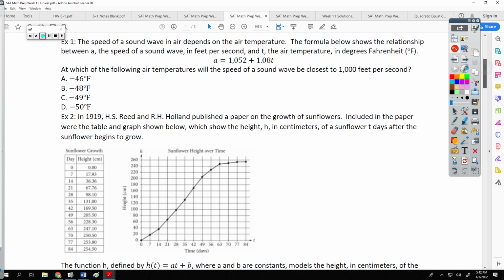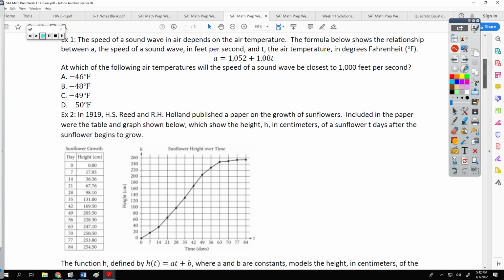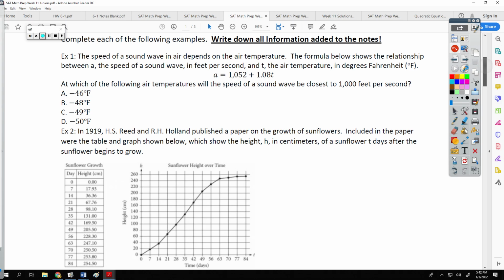So here on example 1, it says the speed of a sound wave in air depends on the air temperature. The formula below shows the relationship between A, the speed of a sound wave, in feet per second, and T, the air temperature, in degrees Fahrenheit. A equals 1052 plus 1.08 T. Then the actual question is beginning now.